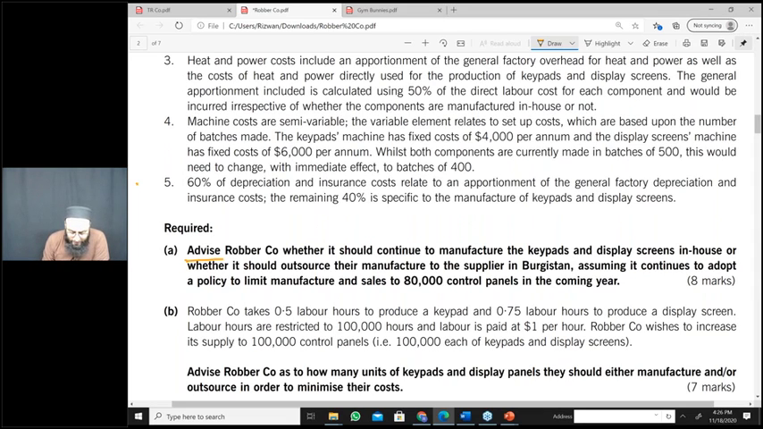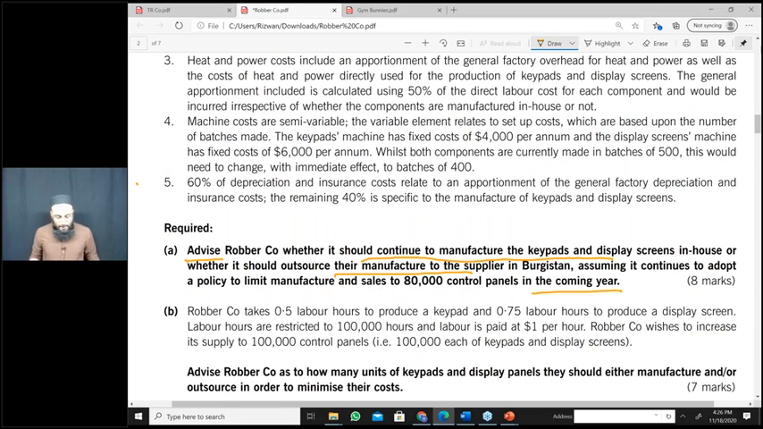Advise Robber Company whether it should continue to manufacture the keypad and display screen in-house, or whether it should outsource their manufacture to the supplier in Kyrgyzstan, assuming it continues to adopt a policy to limit manufacturing sales to 80,000 control panels in the coming year. Okay, so the first question says to advise whether they should continue. By the word continue, it's clear that currently they are producing in-house. Okay, so whether they should continue producing in-house or they should outsource it.